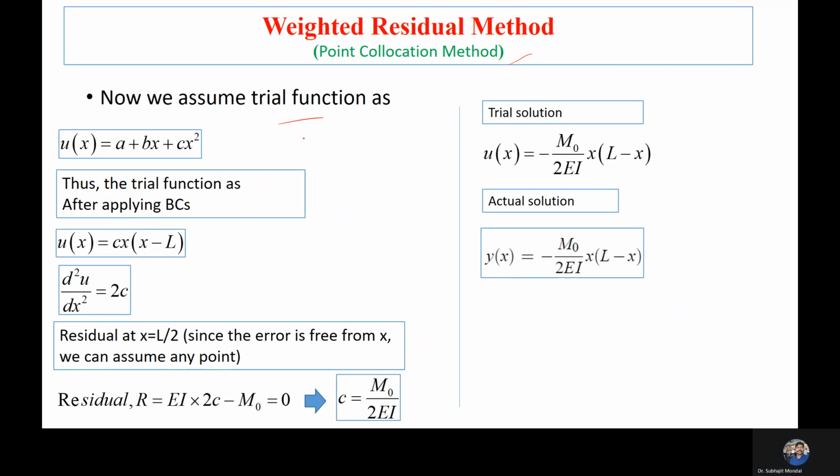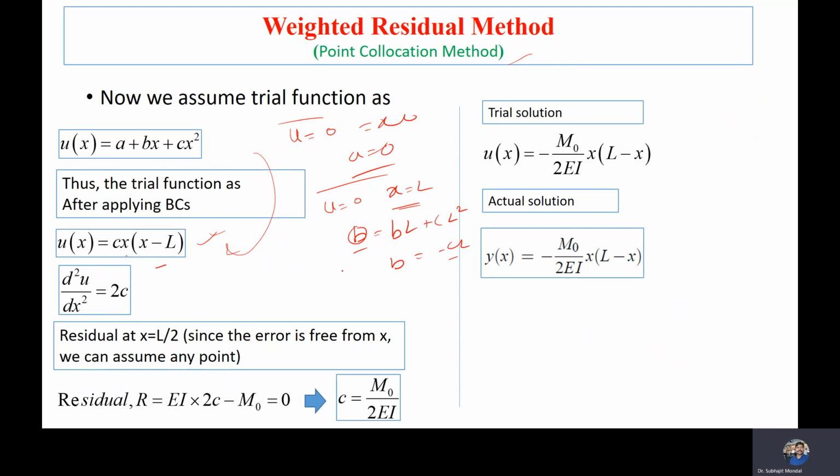We have to apply our boundary conditions. u is equal to 0 at x equal to 0; if we do that, we find a is equal to 0. The second boundary condition is u equal to 0 at x equal to L. If we do that, we find b in terms of c: 0 equals bL plus cL square, so b is equal to minus cL. Now if you put the values in, we get our trial function u is equal to c into x in bracket x minus L.